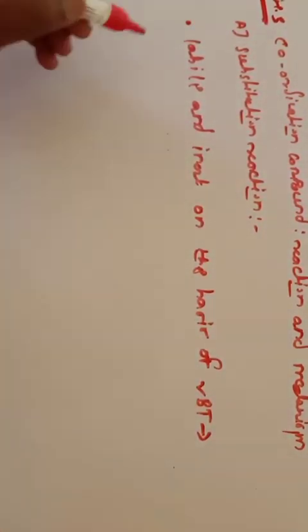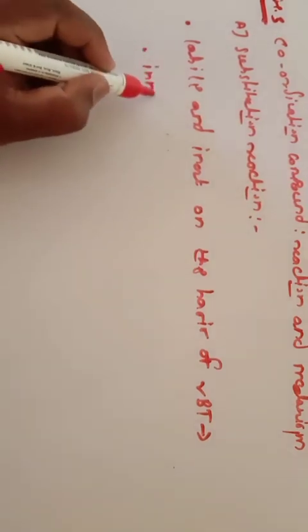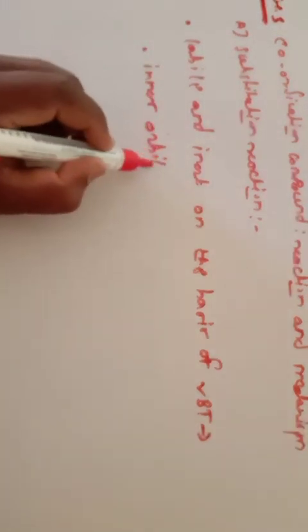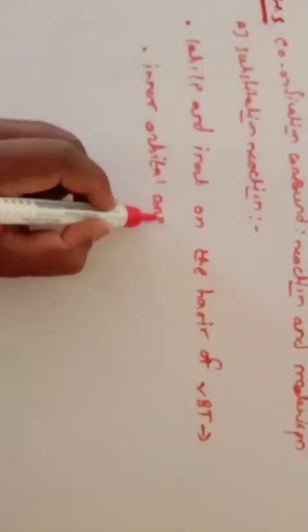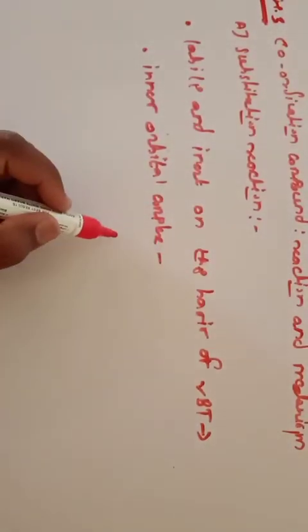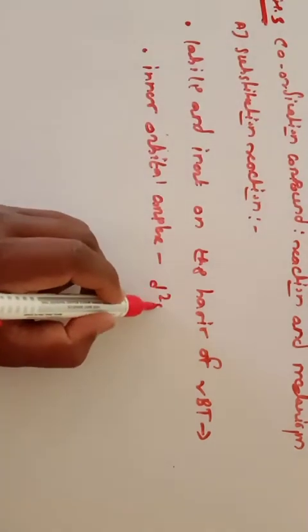That is the second type, the inner orbital complex. Inner orbital complexes have d2sp3 hybridization. We are very much familiar with this inner and outer. In the inner orbital complex, the d2sp3 hybrid orbitals are filled with 6 electron pairs donated by the ligands. In these inner orbital complexes, the hybridization is d2sp3.